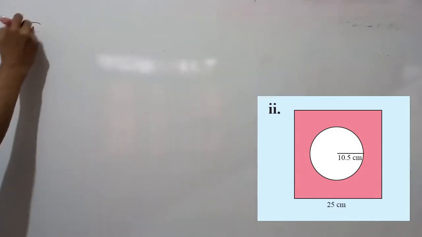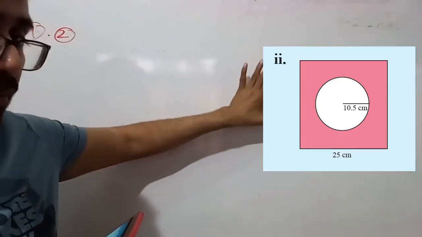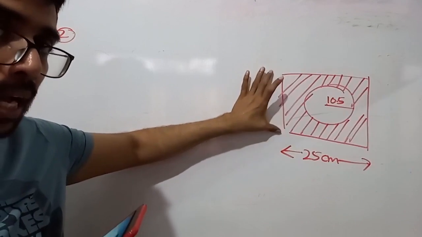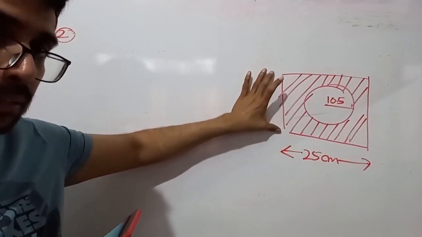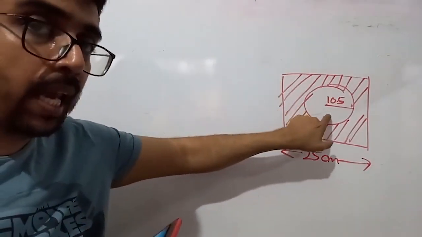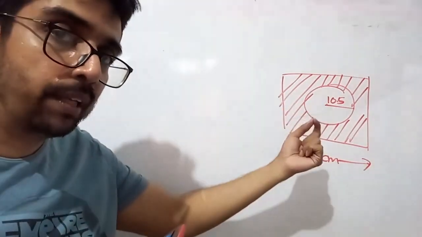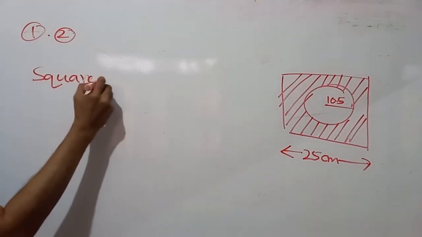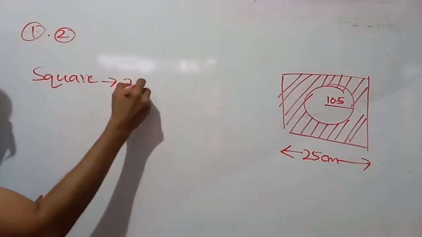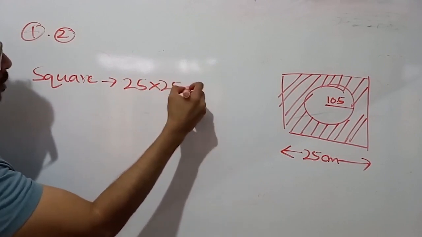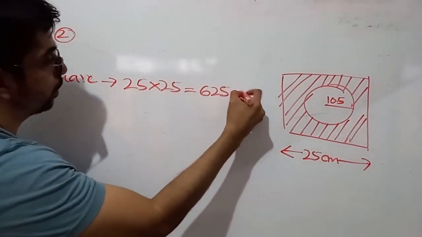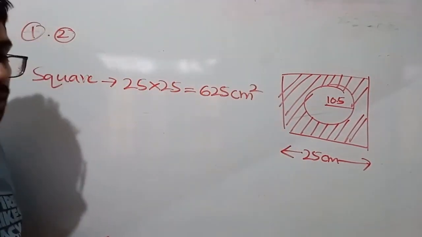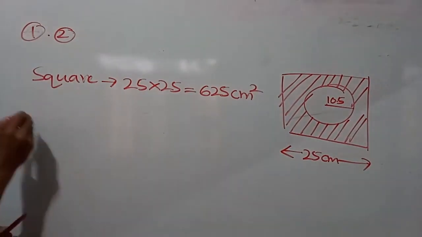So now we will move to part 2. So we have to find the area of the square. Then we have to find the area of this circle. Then we have to find the difference. Area of the square. Area of the square is what? 25 times 25. So that is what? 625 square centimeters.